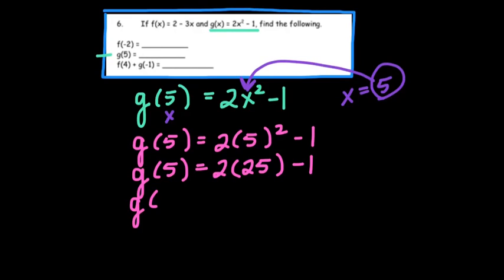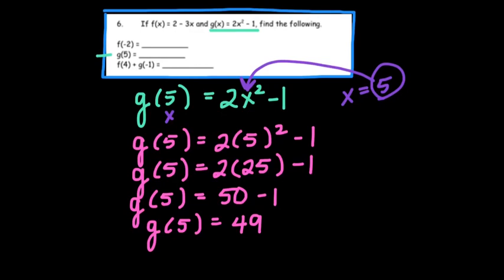So then I have g of 5 is equal to 2 times 25, which is 50, and then minus 1. And then finally, g of 5 is equal to 50 minus 1, which is 49. So again, this is your y value. Your y value will be 49. So the answer to the second one would be 49.